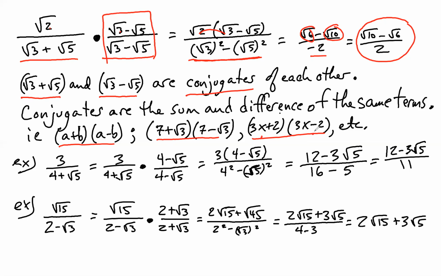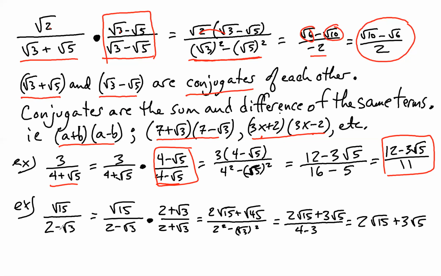All right, so let's use these conjugates to simplify some of these radicals. We have 3 over 4 plus radical 5. We're going to multiply by the conjugate of 4 plus radical 5, which is 4 minus radical 5. And of course, I have to multiply by 1. There's 1 right there, as it turns out. After all my reducing and simplifying, 16 minus 5, 4 squared minus radical 5 squared, is 11. 3 times 4 was 12, and then 3 radical 5. And there's our final answer.